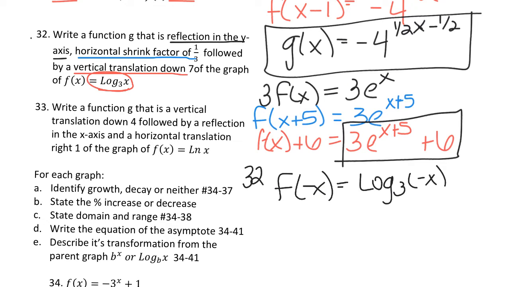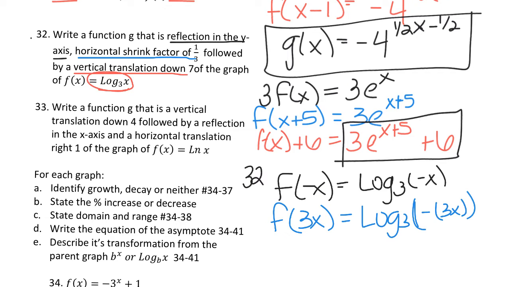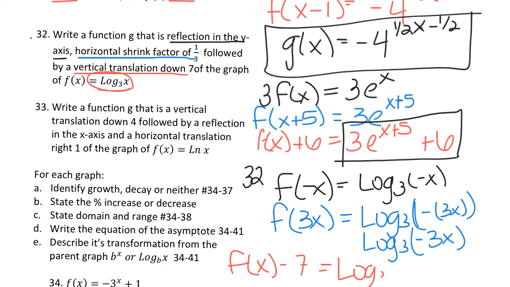Then a horizontal shrink factor of 1/3 is f of 3x. Remember, horizontal is the reciprocal. And so that's the log base 3 of negative times the 3x. I'm replacing the x. The negative multiplies. Log 3 of negative 3x. And then lastly, a vertical translation down 7. That's f of x minus 7, which is log base 3 of negative 3x minus 7. That minus 7 should be outside the parentheses. If it was inside, that would be horizontal.